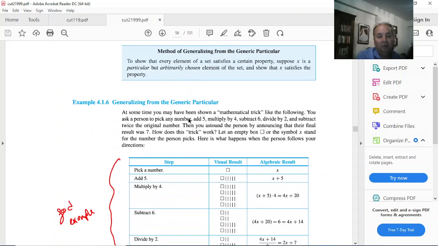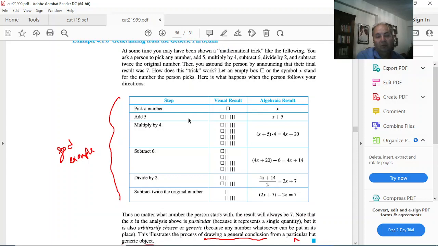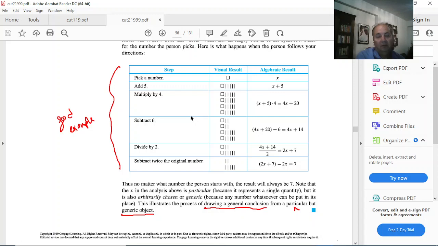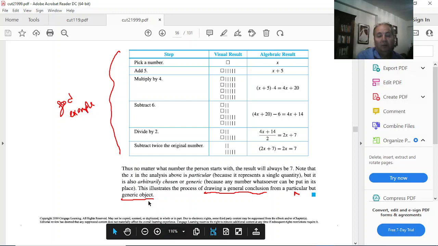This is a good example of generalizing from a particular, generic object to generic numbers or variables. When you do that, please work on this example we discussed in class. Very important one. Sometimes even colloquial questions between non-mathematics people are very important. But when you work on it, you will see that we are drawing a general conclusion from a particular generic object. What does generic mean? Generic means sharing all common characteristics of a group.